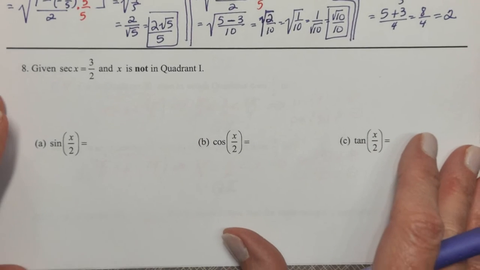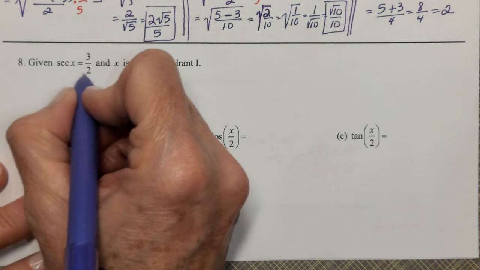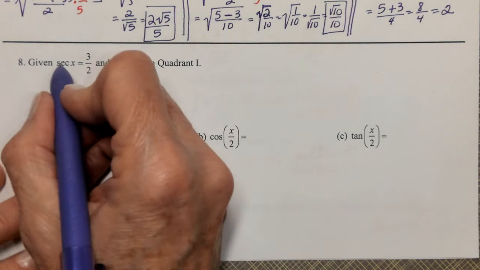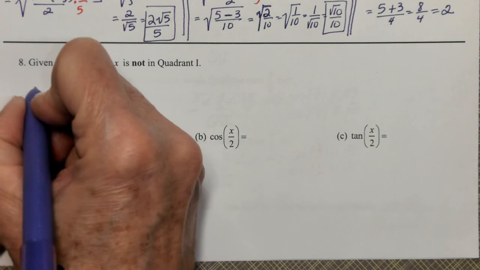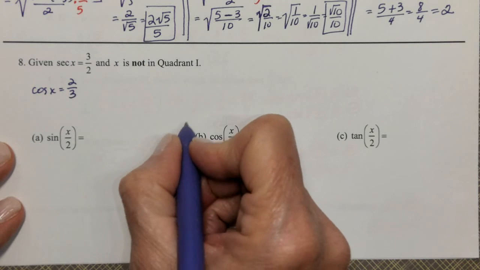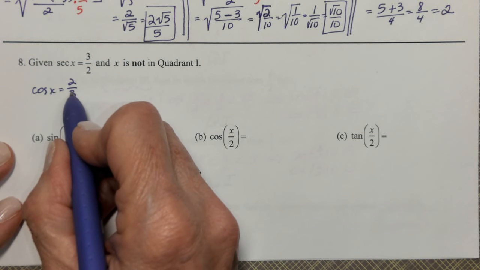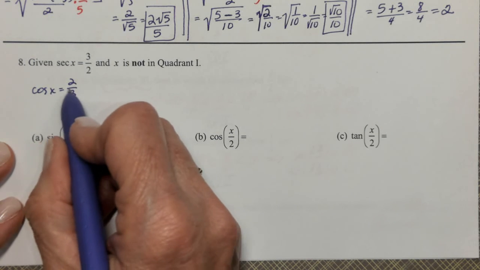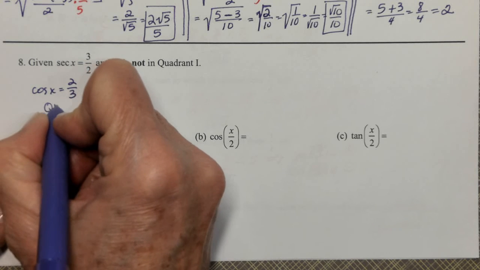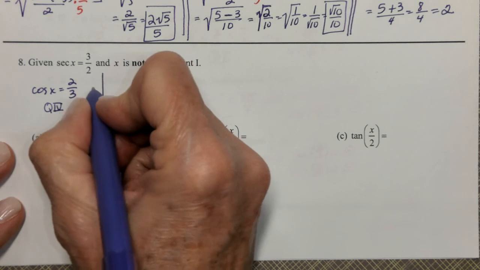Okay, one more. Given secant x is 3/2 and x is not in quadrant 1. Well, if secant x is 3/2, then cosine x must be 2 over 3. And we're not in quadrant 1. The only other quadrant where cosine is positive is in quadrant 4, so x must be in quadrant 4.